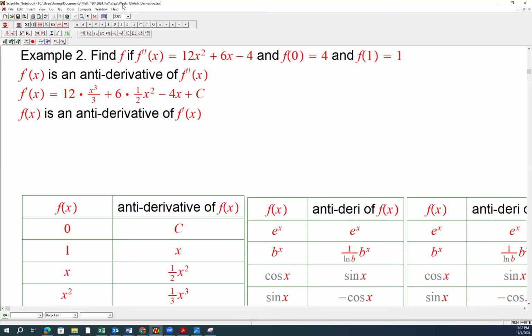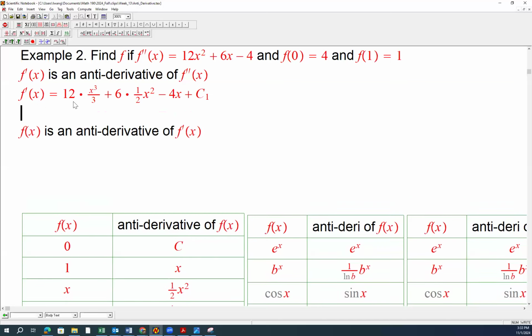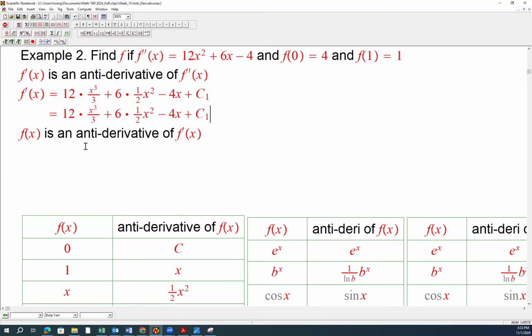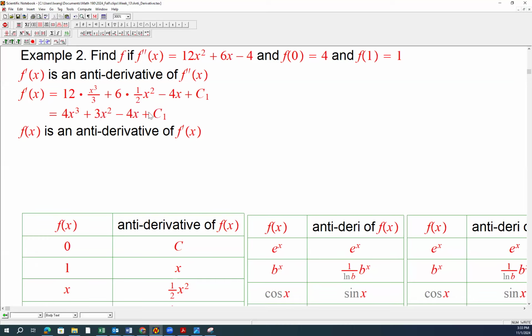Since we have 2 initial conditions, typically we may have 2 constants. So I'm going to name this one constant number 1. Okay, and simplify. You could simplify over here, but I just want to write an extra step so everybody can see what's going on. So now we got 4 times x raised to the power 3. Okay, and 6 times half, that's 3. And we got the antiderivative of f double prime.